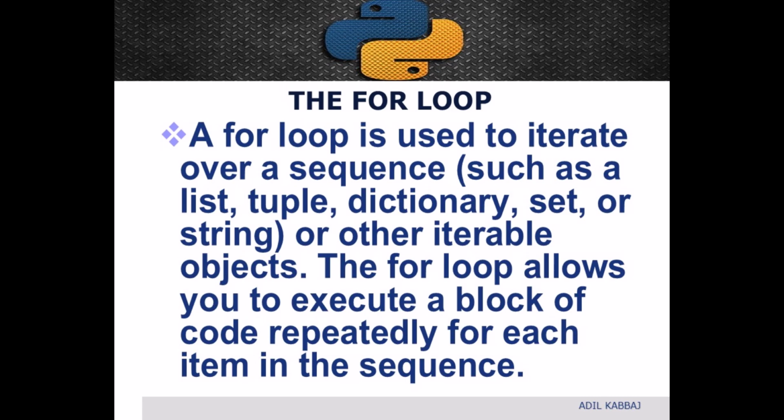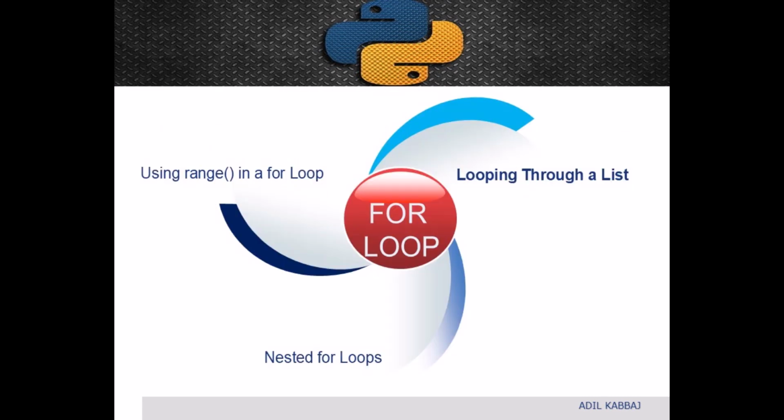A for loop is a control flow statement that enables repeated execution of a block of code by iterating over elements in an iterable object. An iterable is any object capable of returning its elements one at a time, allowing the loop to process each element sequentially.